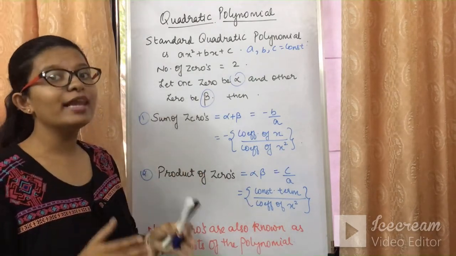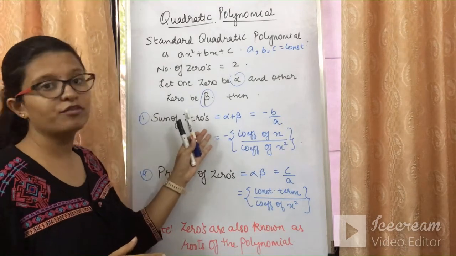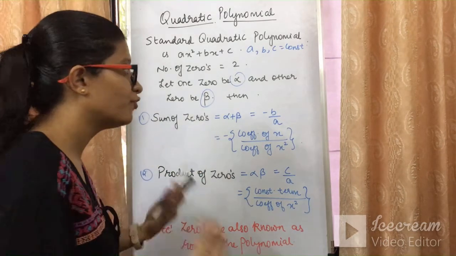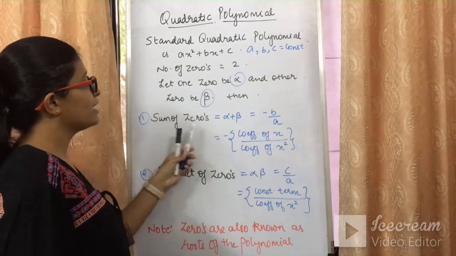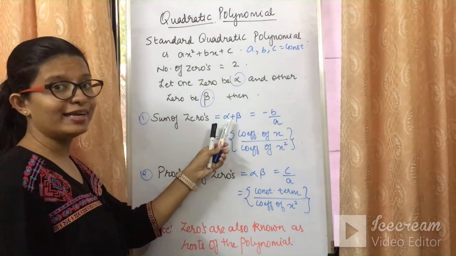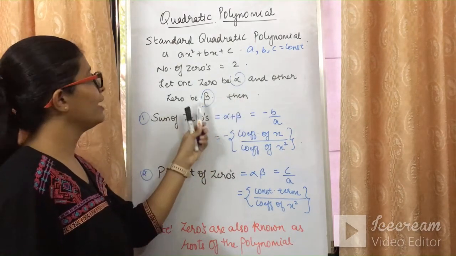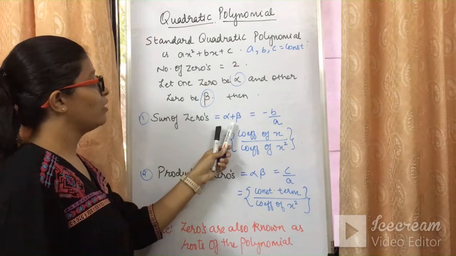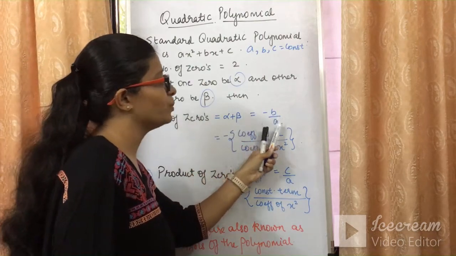So first of all, let us understand what we mean by the sum of the zeros. How do we write it down? What is the formula for the sum of the zeros? Sum of zeros means we need to add the zeros. One zero is alpha and the other zero is beta. So alpha plus beta is nothing but minus b upon a.